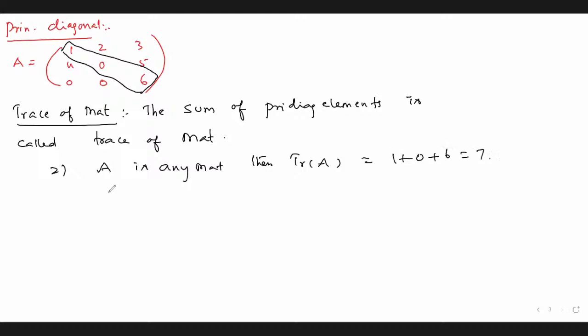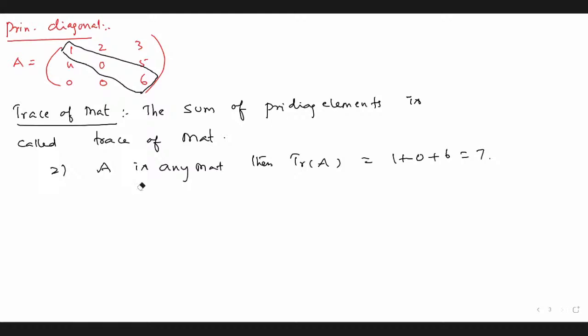Now, you have properties of the trace, right? Trace of A plus B is equal to trace of A plus trace of B. Trace of kA is equal to k into trace of A. Trace of AB is equal to trace of BA. But trace of AB cannot be determined as trace of A into trace of B. Those are the properties which you know very well.